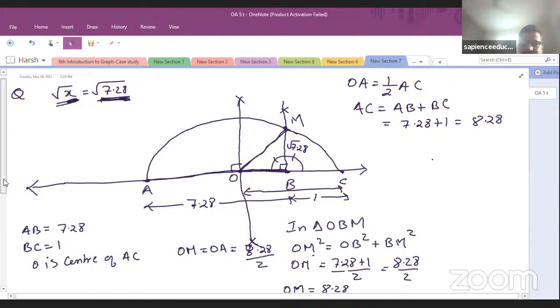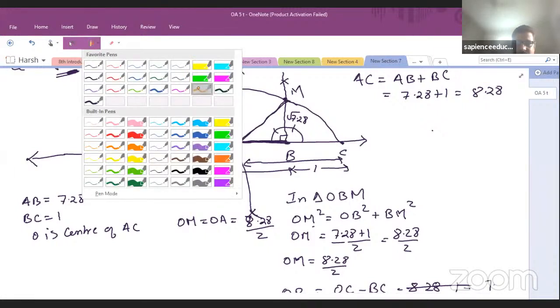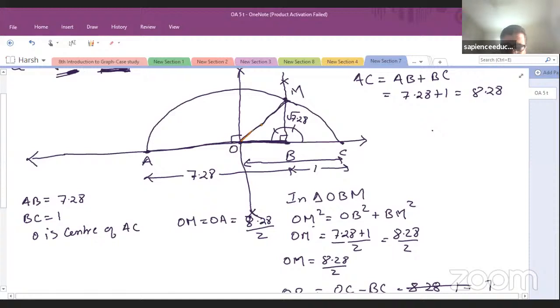First, understand. This question is all about this thing, all about this triangle, this triangle.